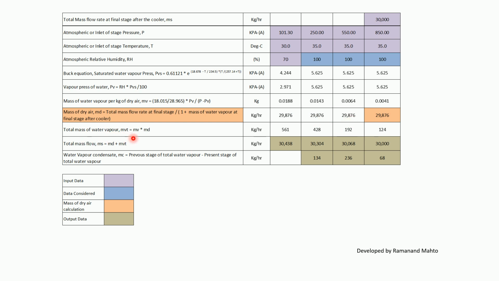Total mass of water vapor, just multiply MV into MD. We know the MD and we know the MV. So just multiply these two, it becomes this. Multiply these two, it becomes this. Multiply these two, it becomes this. Multiply this to this, it becomes this.